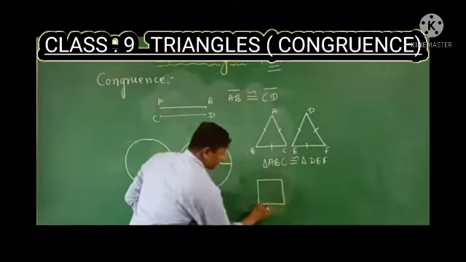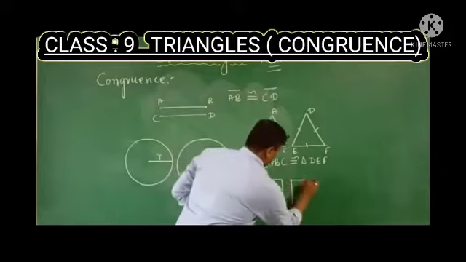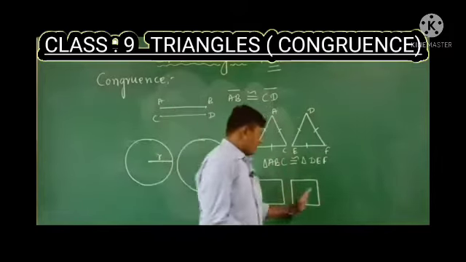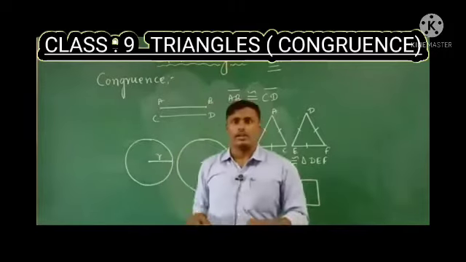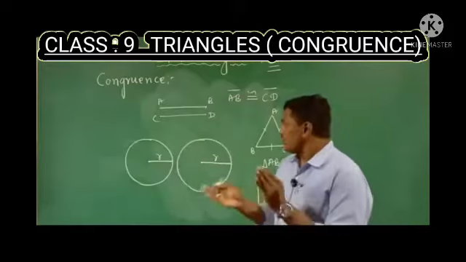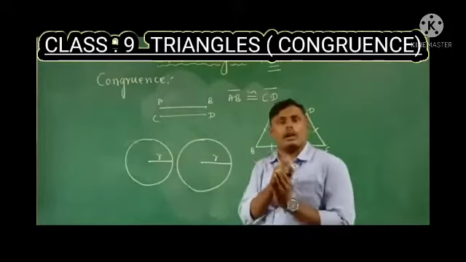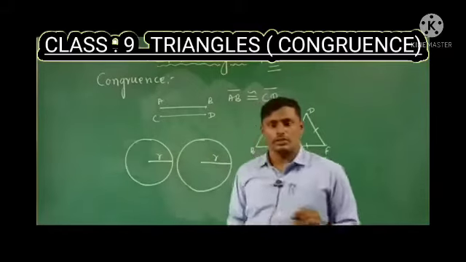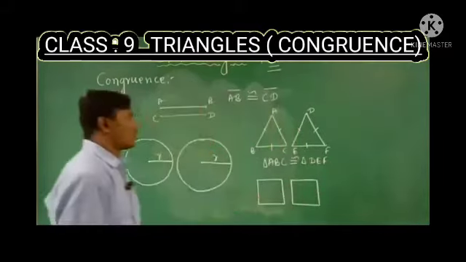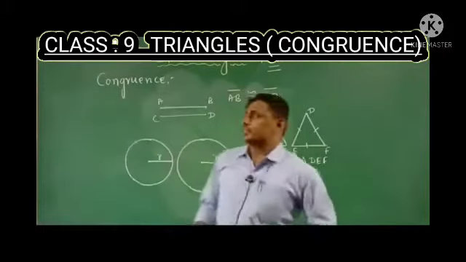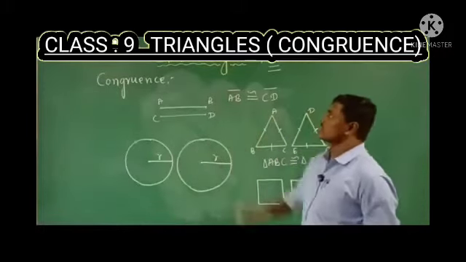Next, take one more example. The squares, two squares having the same length. So these two squares are an example of congruence. All congruent figures exactly overlap each other. So these types of figures are called congruent figures. Okay, next, the congruence criteria.